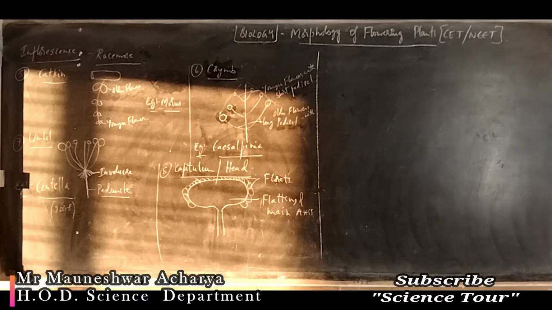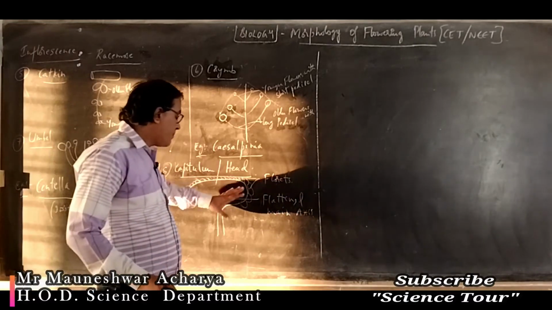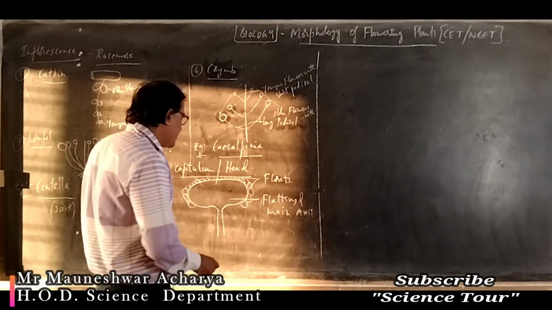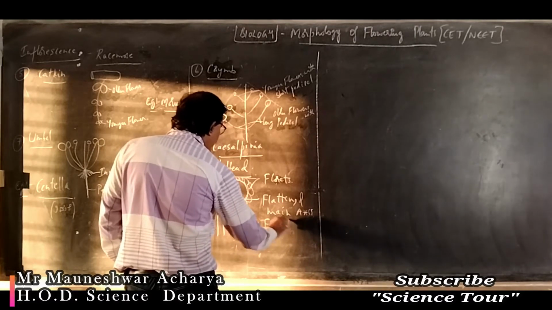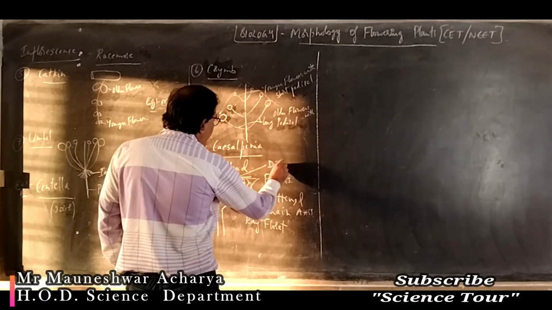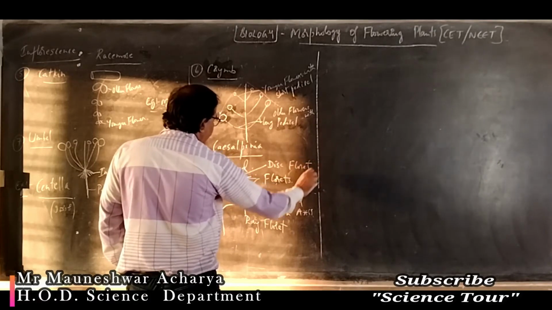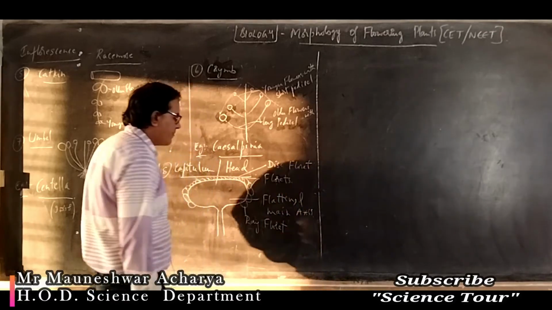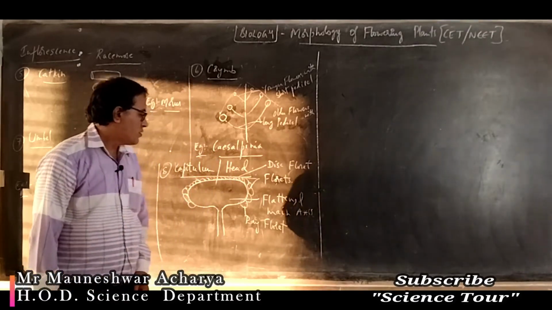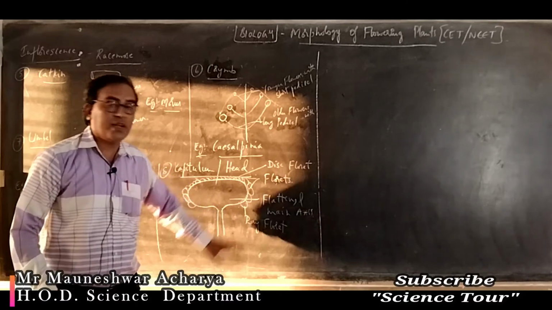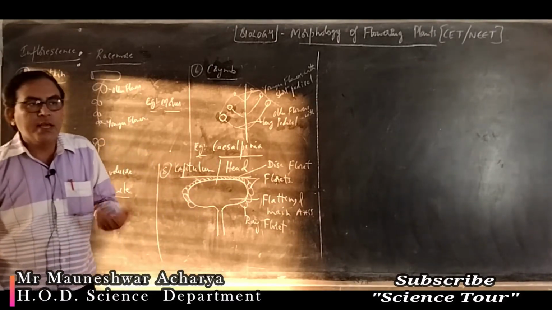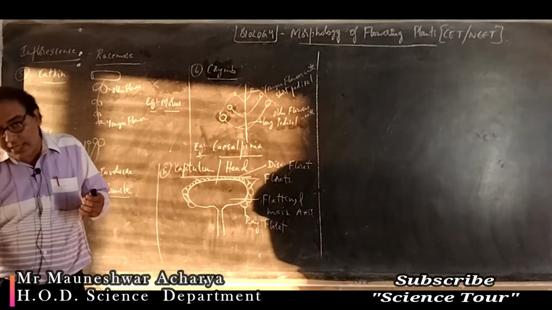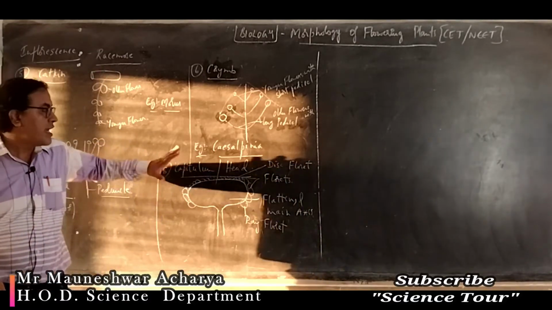Usually there are two types of florets found. The florets found at the periphery are called ray florets, and the ones at the center are called disc florets. Ray florets are usually unisexual, either male or female. But disc florets are usually bisexual, that is, both male and female sex organs are present in them. So this is an example for head or capitulum.